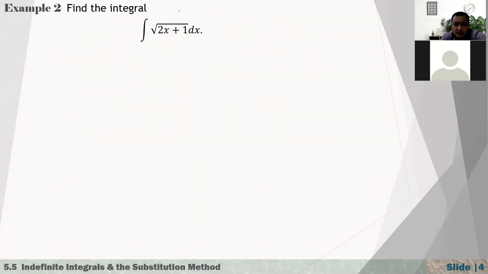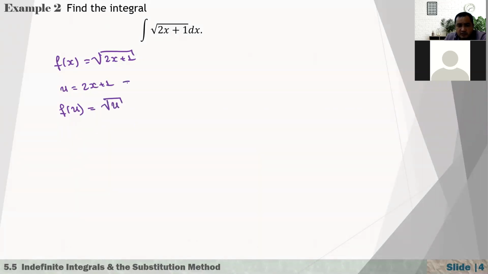Another example, find the integral. Okay, here we have the integral. Our function is f of x equals square root of 2x plus 1. Okay, so now again here under the square root, let me just introduce this variable. u is equal to 2x plus 1. At that time, our function f becomes f of u equals, what is it, square root of u, right?